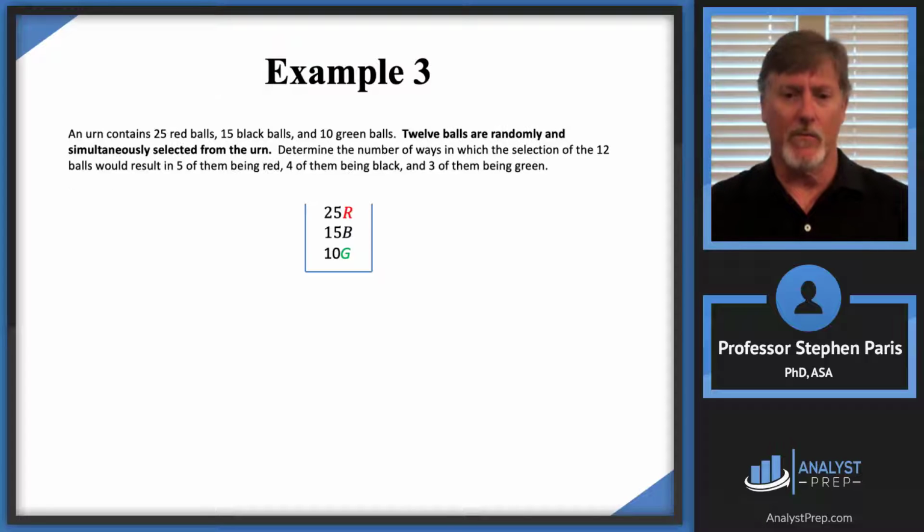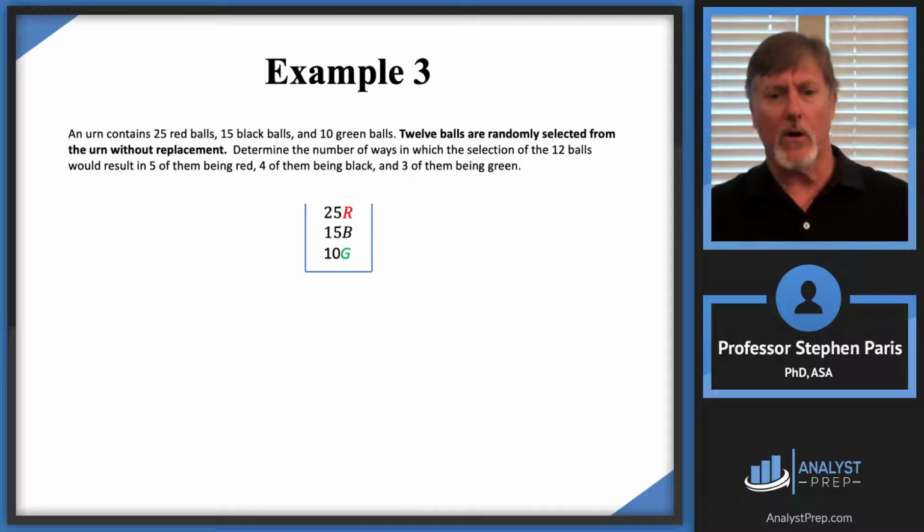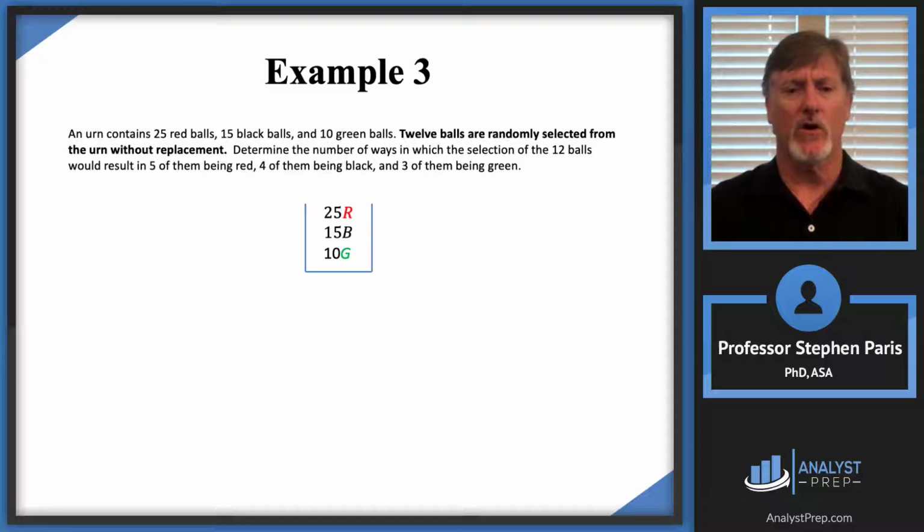Now, 12 balls are randomly and simultaneously selected from the urn, and mathematically, if you're going to take all 12 balls, you're going to reach in and just pull 12 balls out, it's mathematically the same as reaching in, selecting a ball, and then not replacing that ball and selecting another ball. So mathematically, it's the same as 12 balls are randomly selected from the urn without replacement now. Okay, and so that's going to be our setup now.